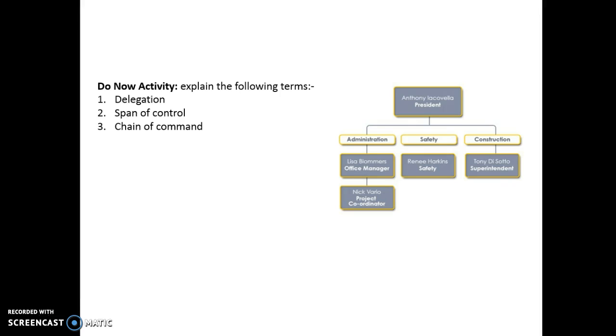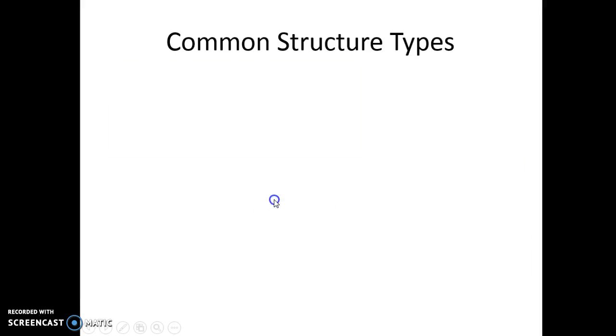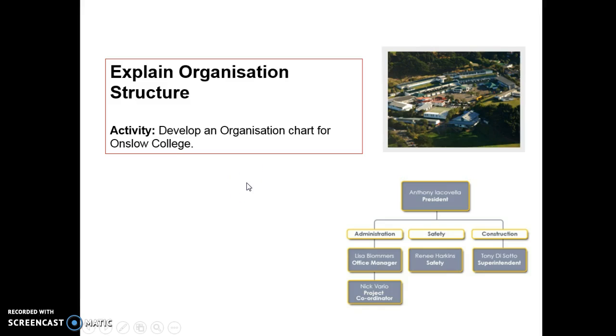The first thing we were looking at was these three terms: delegation, and this is the passing of authority from one layer of the hierarchy down to another. Span of control was the number of people directly under the control of a manager. And the chain of command was the way in which a message would be conveyed through the organisation, so the pathway that it would take.